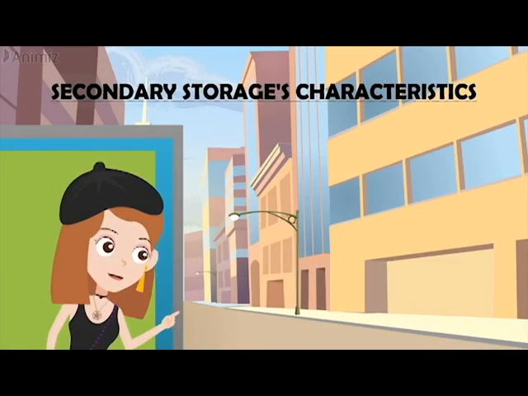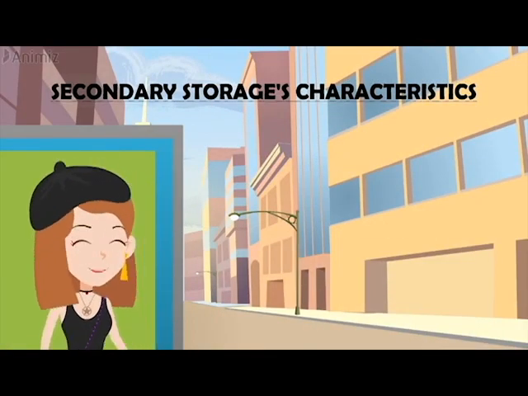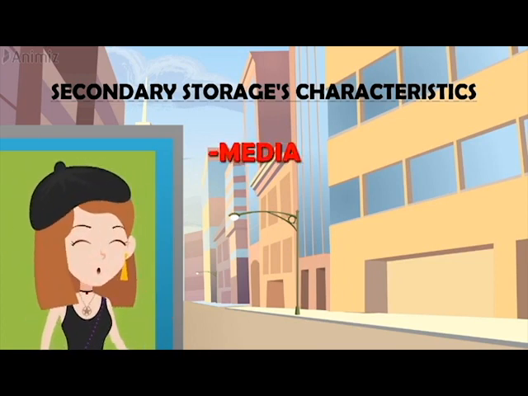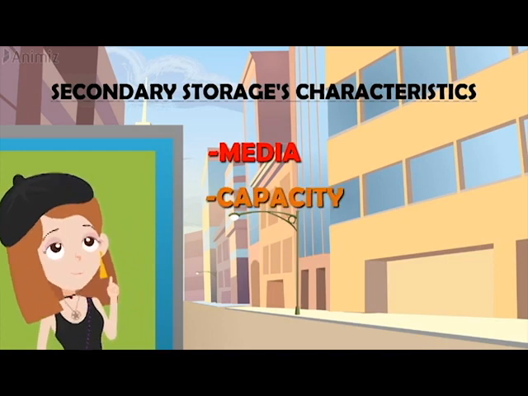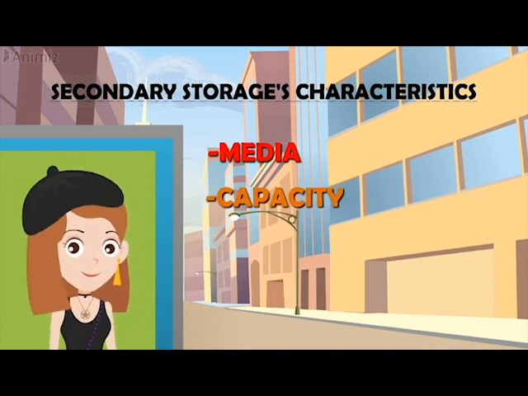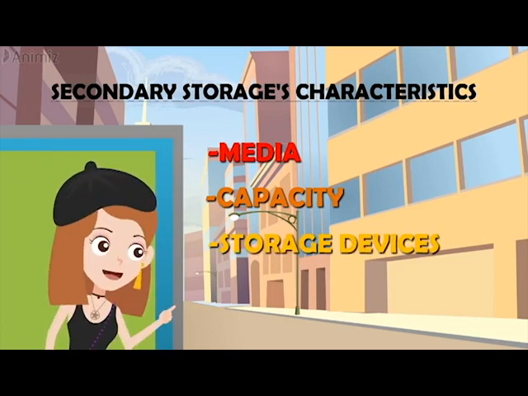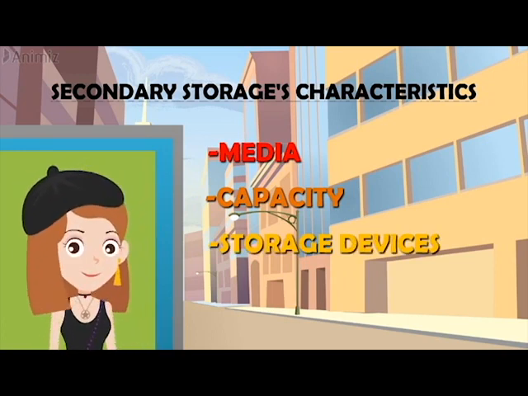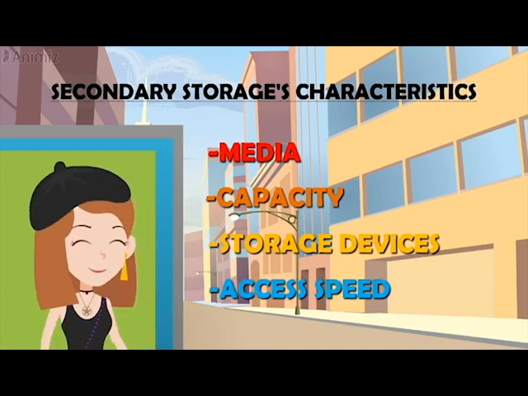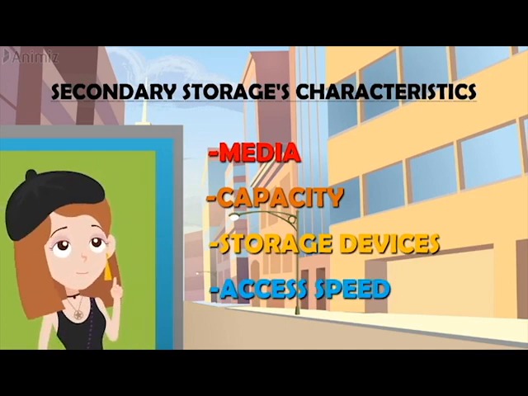There are four characteristics of secondary storage. Firstly is media. It is physical materials that host data and programs. Then capacity. It refers to how much the media can hold. Next is storage devices. It is the hardware that reads data and programs. Lastly is access speed, which refers to the amount of time required to retrieve data from storage.